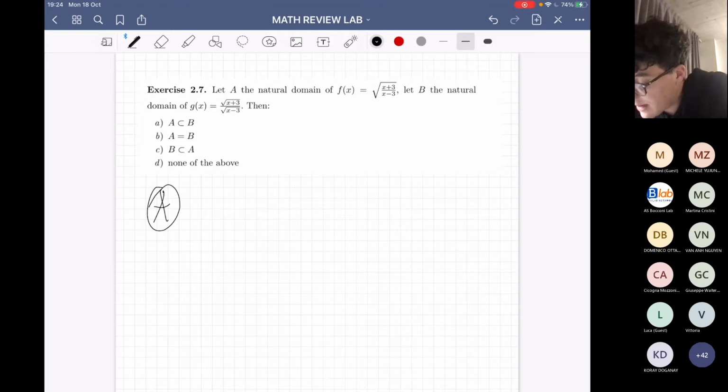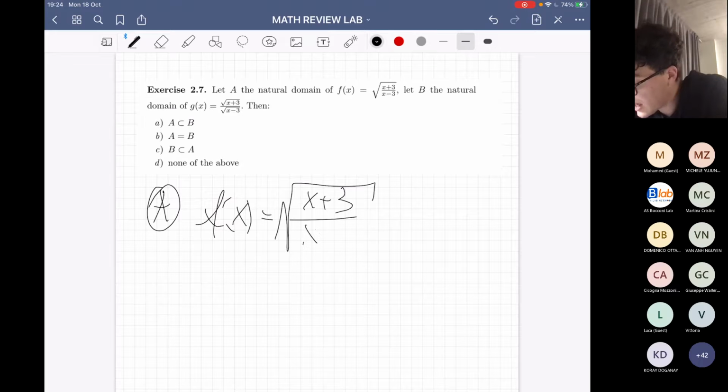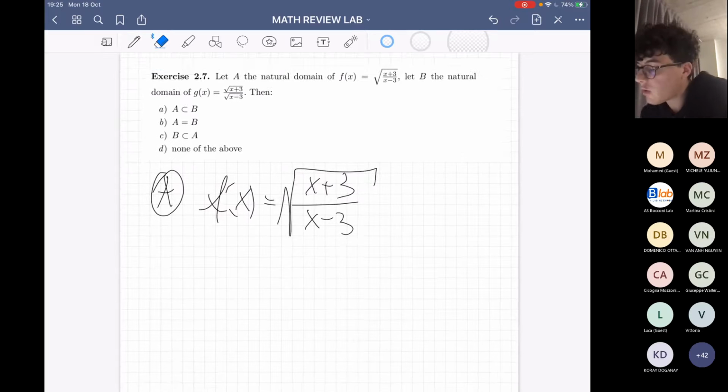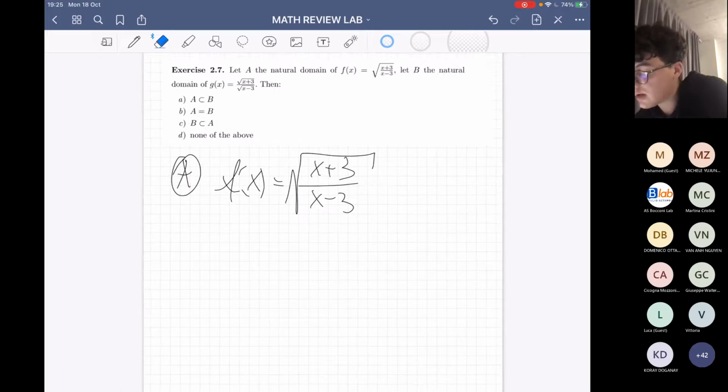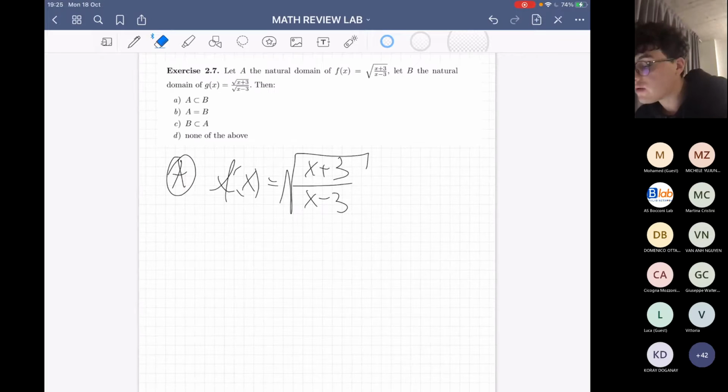So we consider A, and A is the natural domain of f of x equal to the square root of x plus 3 over x minus 3. So we just write f of x equal to the square root of x plus 3 over x minus 3. And that's the function, sorry. Now we want to calculate the natural domain of this function. But how to calculate this natural domain?